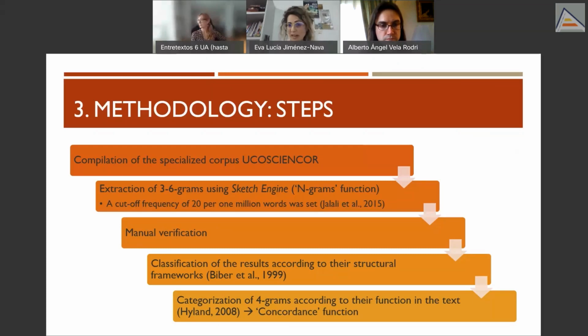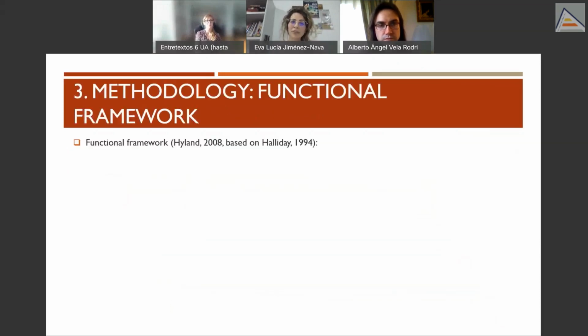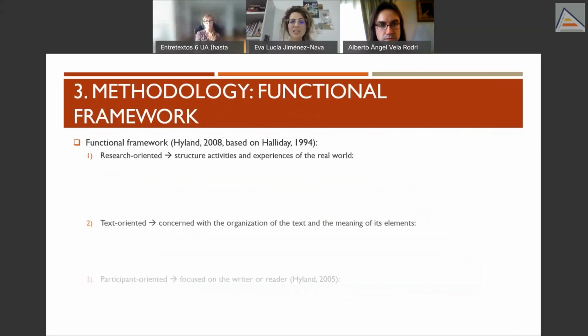I was based on Hyland 2008, and I focused on 4-grams because 3-grams were not that clear when it came to their structure and their function, and 5-grams and 6-grams were less common in my corpus. So for this categorization, as I told you before, I followed Hyland, who was based on Halliday, and basically he suggests 3 groups of functions.